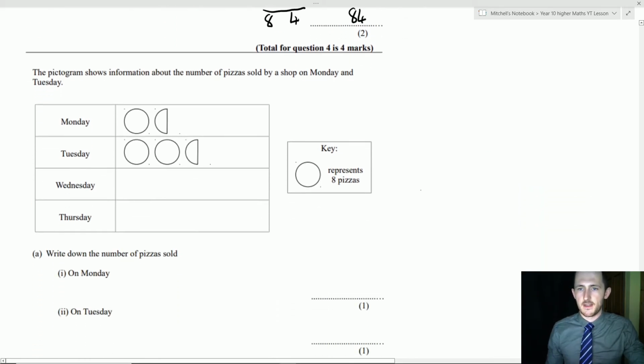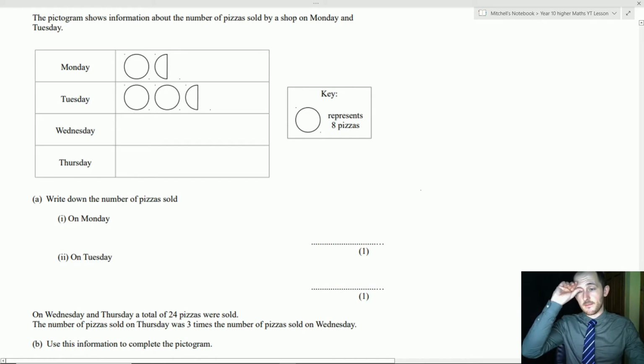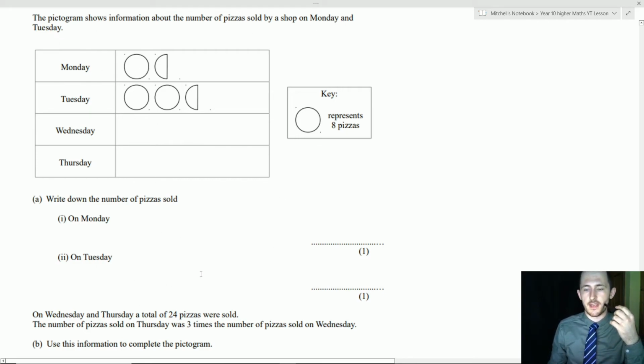Good. Perfect. Again, we have the pictogram shows information about the number of pizzas sold by a shop on Monday and Tuesday. Just so you're aware, this was a question on the higher paper and foundation paper 3 years ago. So this is 100% the style of question that they can give you. And it says that one circle represents 8 pizzas. So, again, this is just a question from a few years ago.